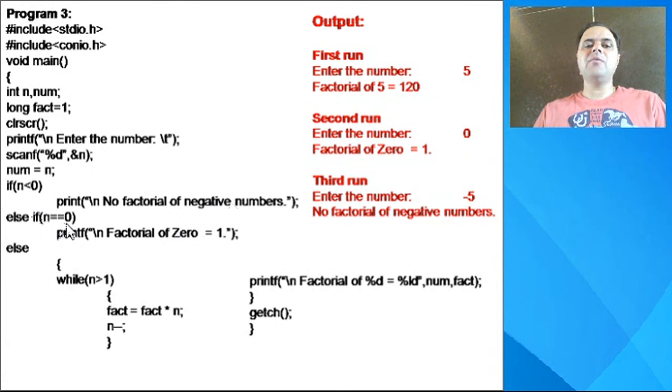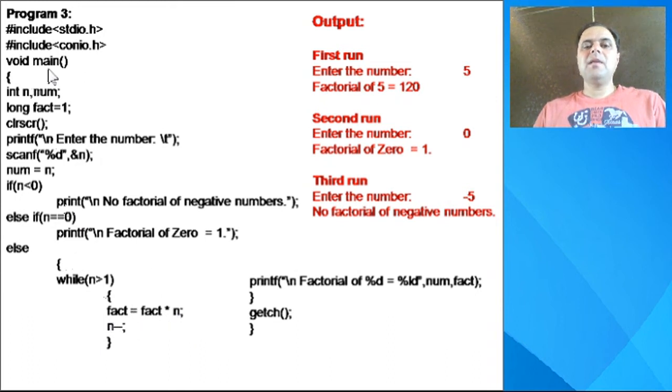Else if n is equal to 0, we know that the factorial of 0 is always 1, so factorial of 0 equals 1. Else, if we have a value more than 0, then until the value of n is greater than 1, do this. What we have to do? fact equals fact into n. So fact equals fact into n.